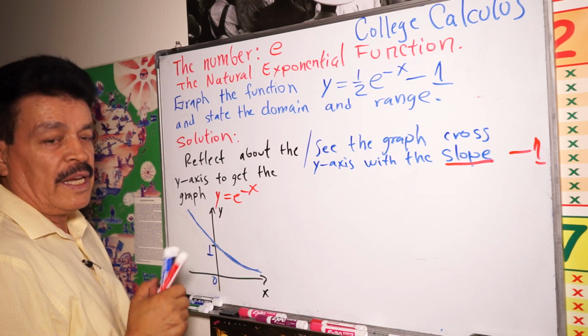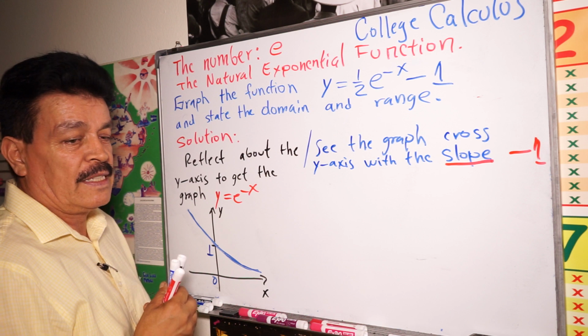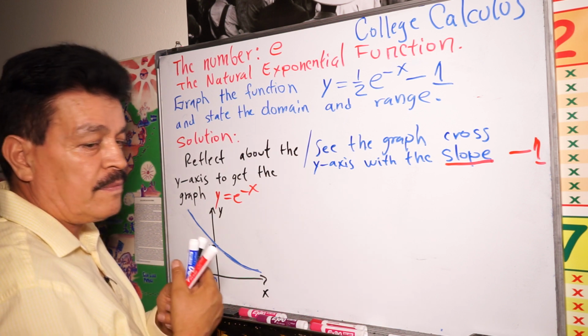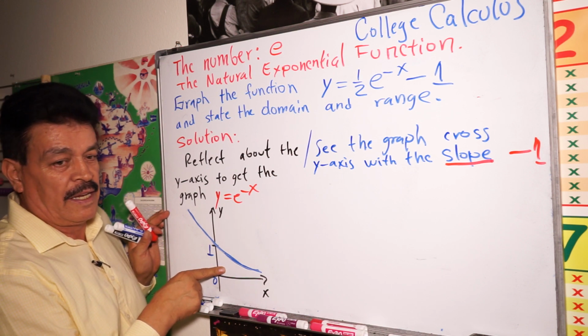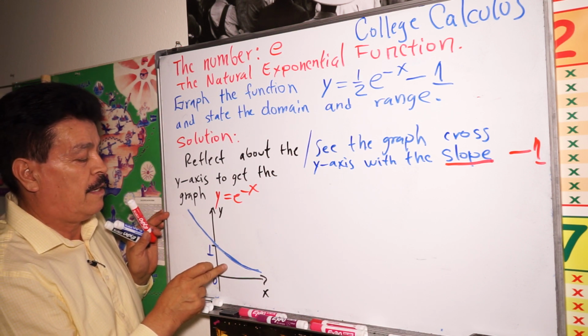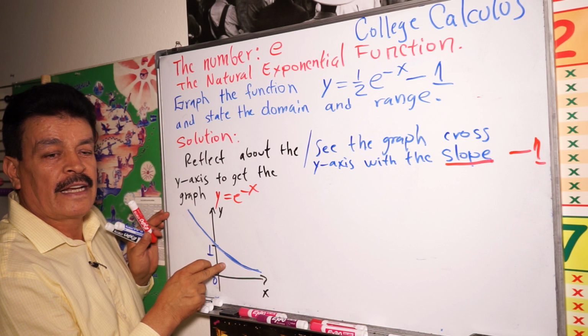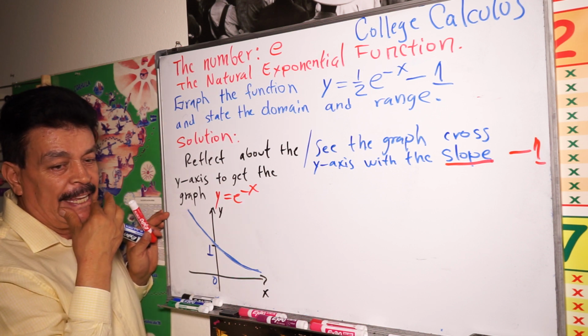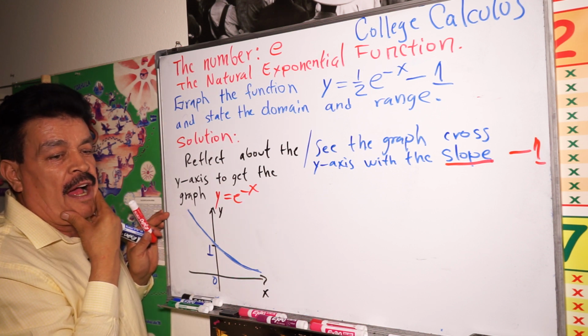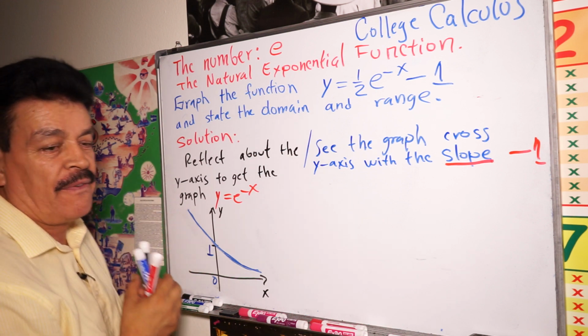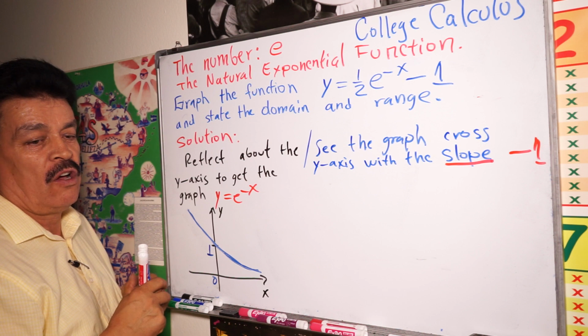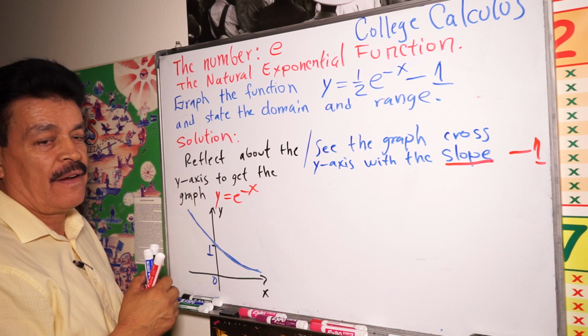So now we have to do the graph. This is the slope right here. Okay, the slope is -1. All right. Now then we compress the graph vertically by the factor of 2 and obtain the graph.